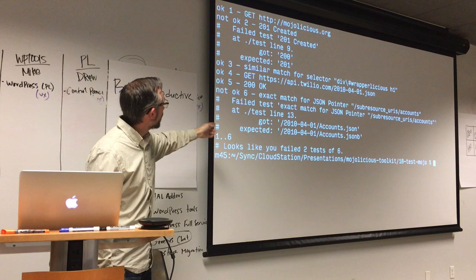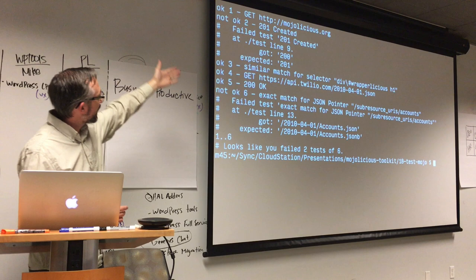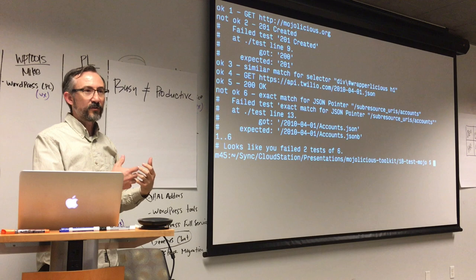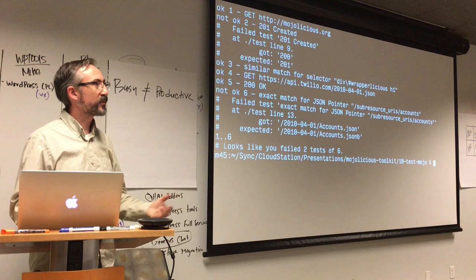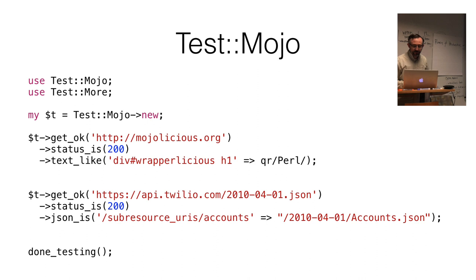So you can see that all of this text I got for free. I didn't write any. You know how in a Test::More test, you usually write what you're comparing and then some text. The text is for free, and it's very clean and very descriptive. So this is, again, you failed two tests. We have the typical harness output that you would expect. This makes mechanization of testing web resources very simple and easy to read.